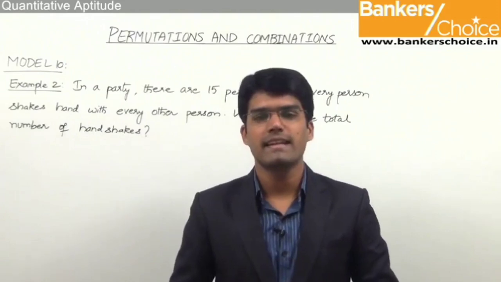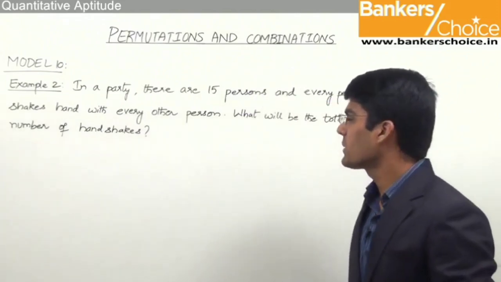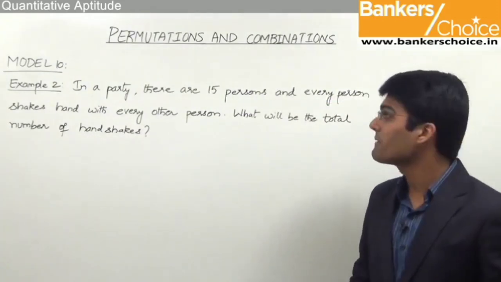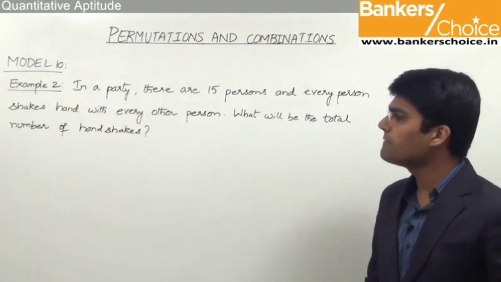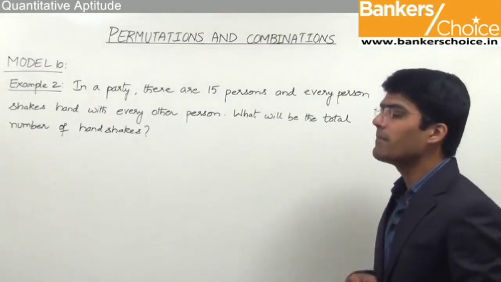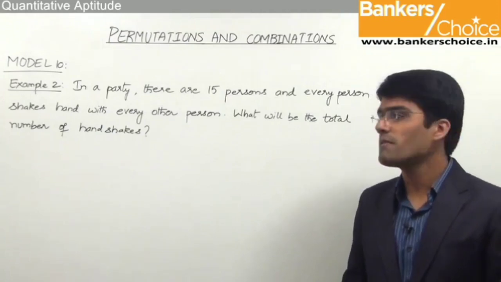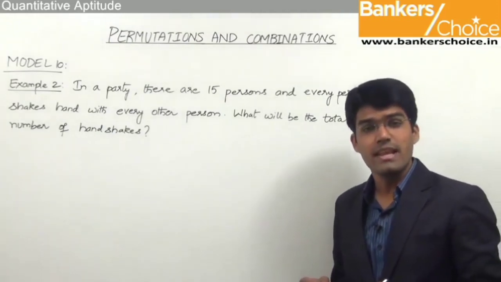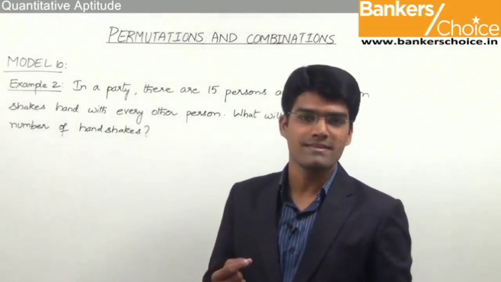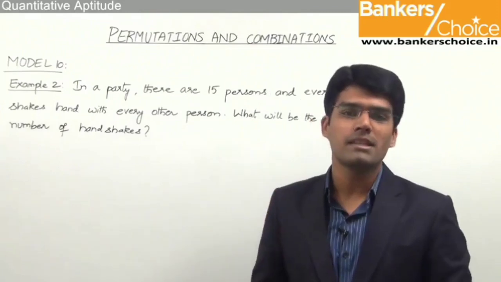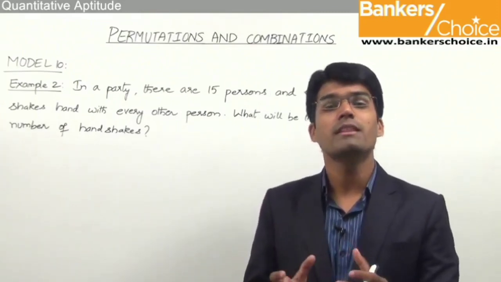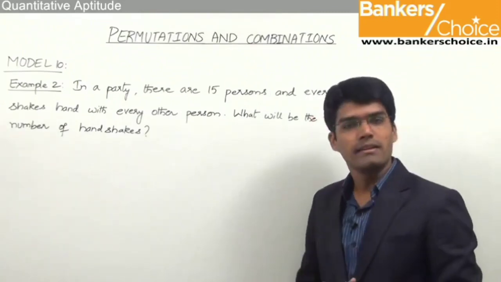Let us now take the second example from model 10. The question says in a party there are 15 persons and every person shakes hand with every other person. So what will be the total number of handshakes? So here we find that there are a total of 15 persons and each of these 15 persons shakes hand with every other person present. So what will be the total number of handshakes in the party here?